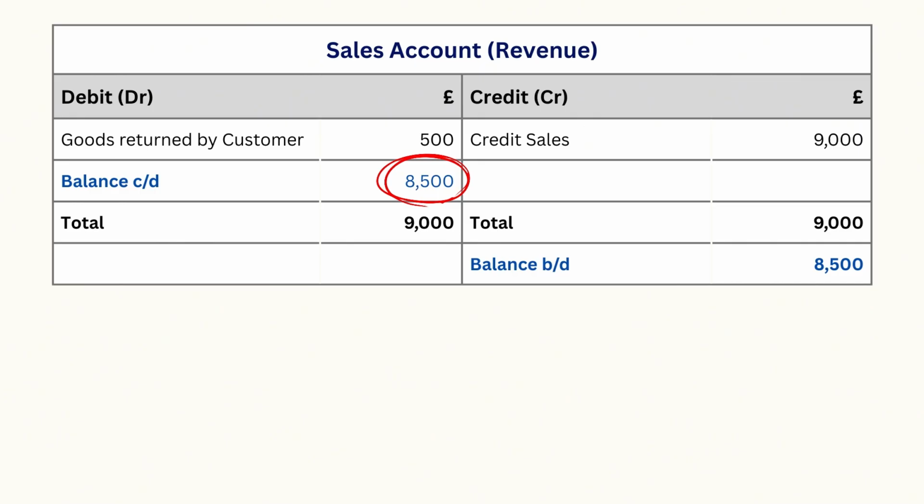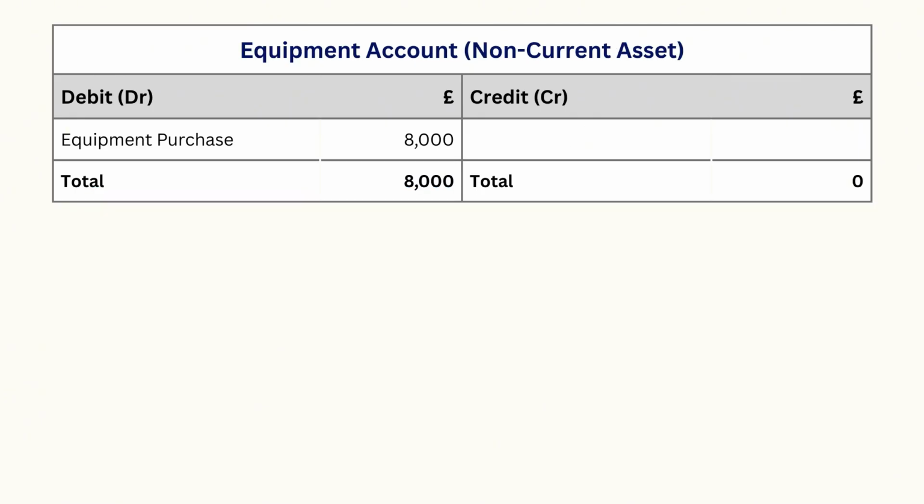Balance carried down is placed on the side needed to make the total debits and credits equal. This becomes the balance brought down on the credit side in the next period. The trial balance always uses the balance brought down because it represents the true account balance carried into the next period. Equipment is a non-current asset.